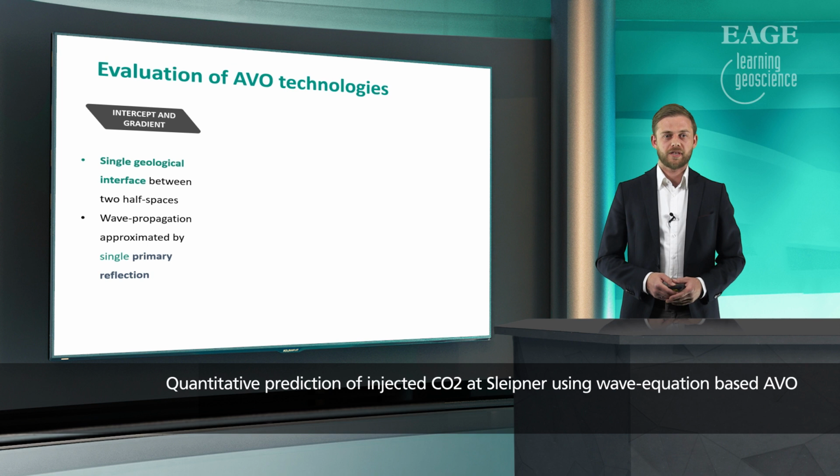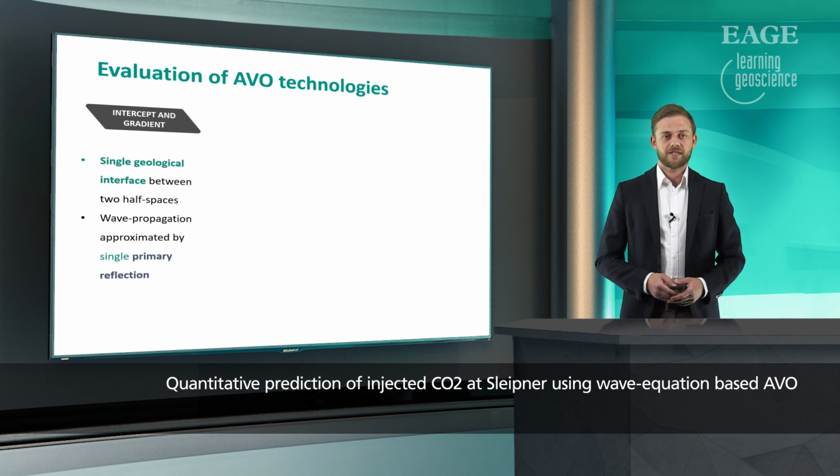Before we continue with the Sleipner case study, I would like to position the wave equation-based AVO inversion a bit in a historic context. So using seismic AVO all started with intercept and gradient techniques. And while they are still widely used today, I think it is a rather simplistic data model that this technique is based on. So the assumption is that you only have a single geological interface between two half spaces, and your seismic wave propagation is approximated by a single primary reflection from this interface.